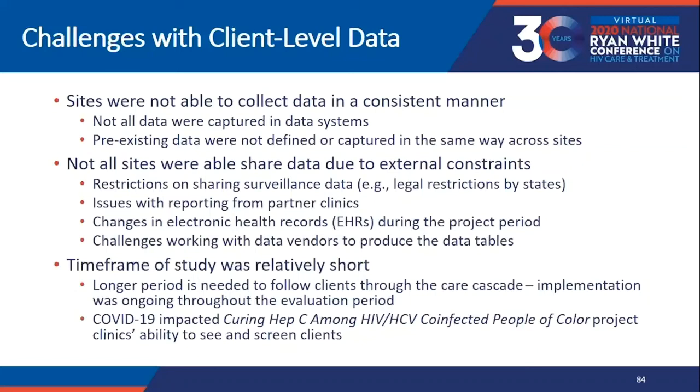We also ran into the issue of external constraints as well. So in many jurisdictions, there were restrictions at a state level on sharing surveillance data related to people with HIV. And so they couldn't share data with us at a client level. And in those cases, we did our best to work together to come up with a solution, which was to receive aggregate data from jurisdictions, which took a lot of work on their part, but was still just difficult to match up exactly to what was needed for the care cascade and with client-level data that we received from other jurisdictions. Some jurisdictions were unable to have partner clinics share their data for various reasons or had new partner clinics join. There were changes in electronic health records during the project period that might make the information sharing difficult. And sometimes there could be barriers in terms of working with data vendors to produce the data tables that were needed.